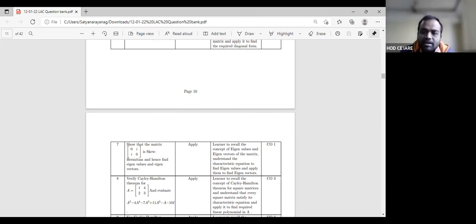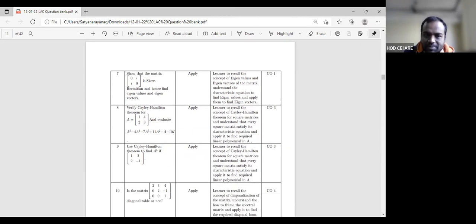Okay, next, verify the Cayley-Hamilton theorem. We get an equation, and using that equation we have to solve the following equation, for A cubed or A squared, to get some value. So we can easily find it out. The 9th one: use the Cayley-Hamilton theorem and find A to the power of 8.